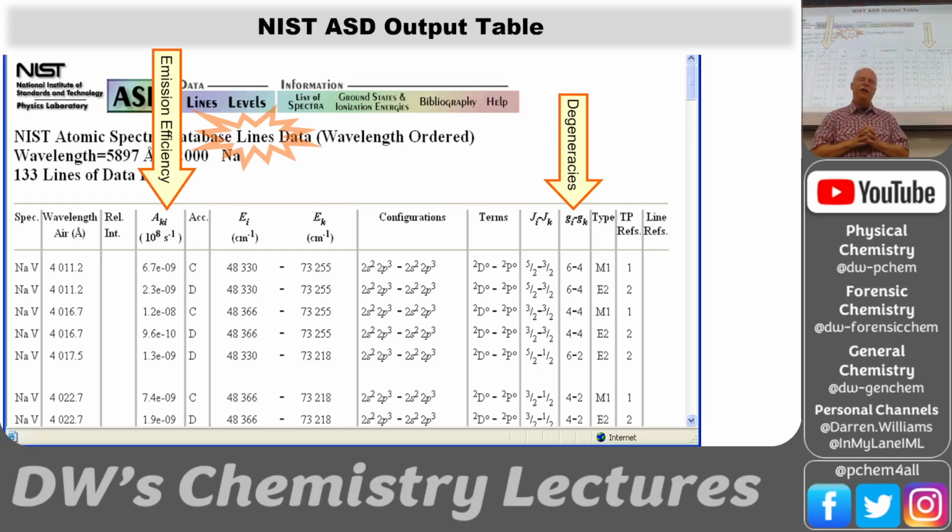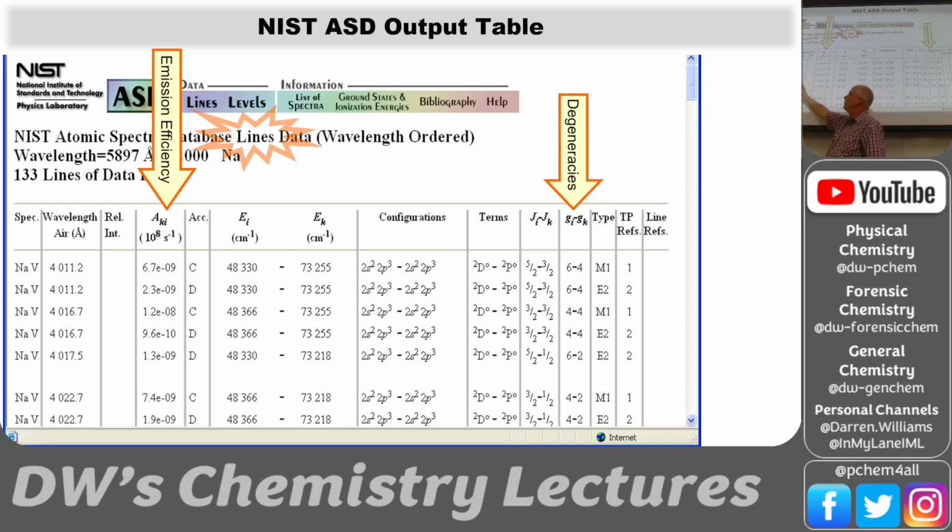And if you don't come out of this course with anything else, just be able to say that a spectral line is a difference between energy levels, right? You've got two energy levels. The difference is the spectral line. And so that's what we see here: here are the two energy levels, and this is the difference here.